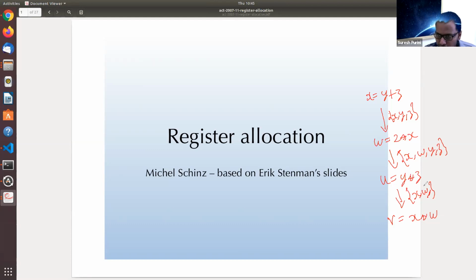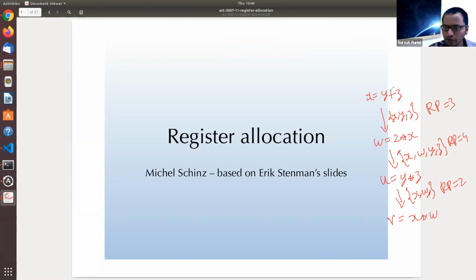So in order for us to be able to successfully allocate registers to all the variables without spilling, the minimum number of registers required is 4. So at this point, we can define something called register pressure. At this point, the register pressure is equal to 3. At this point, the register pressure is equal to 4. And at this point, the register pressure is equal to 2.